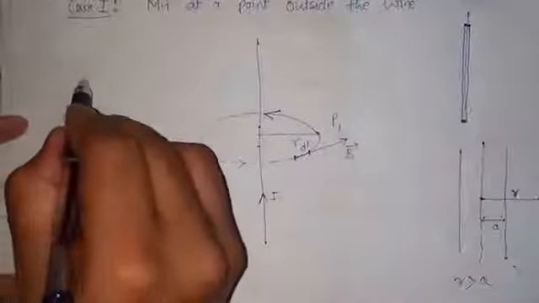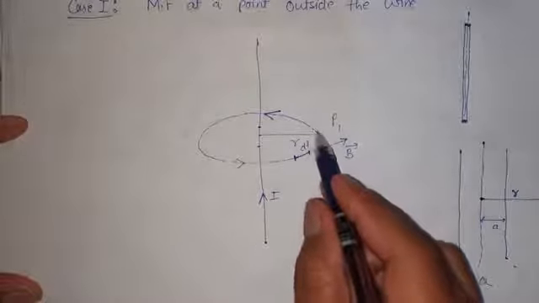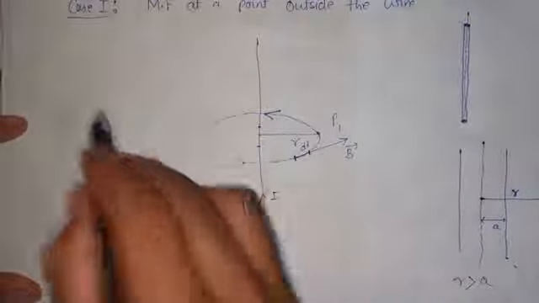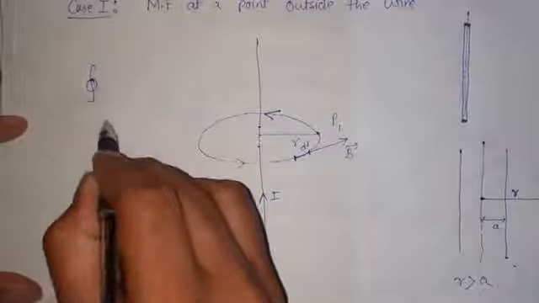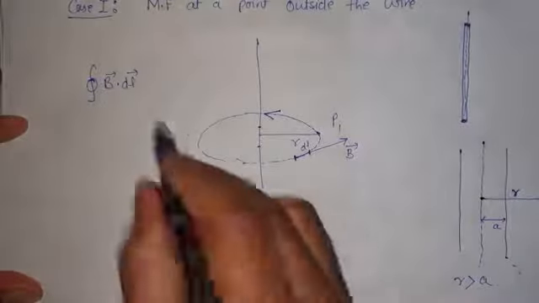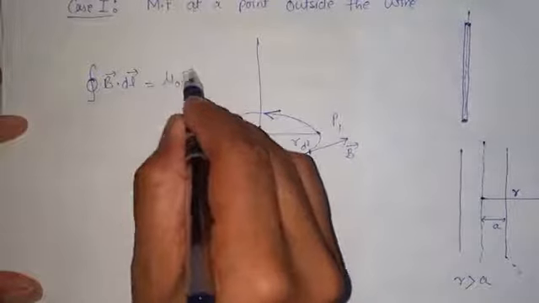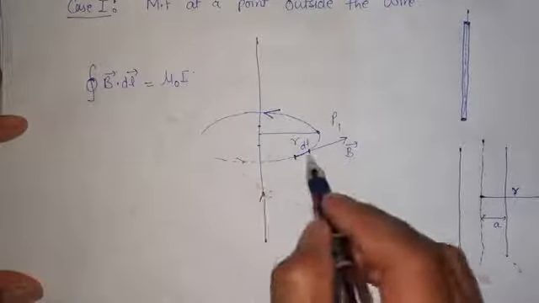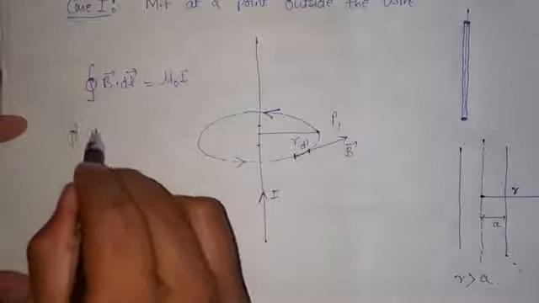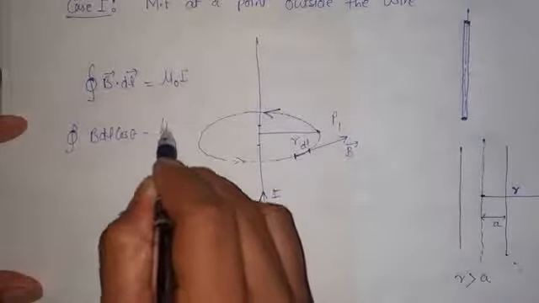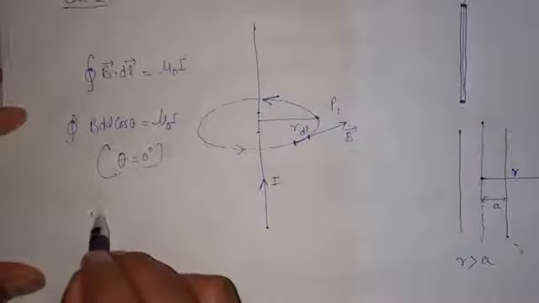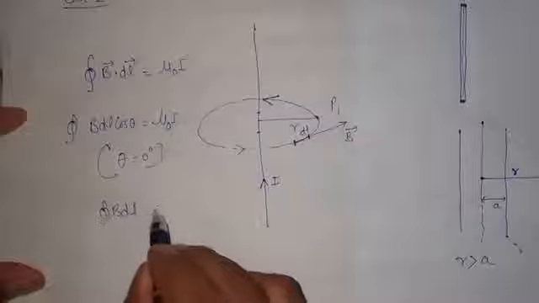Now according to Ampere's circuital law, if we add the magnetic field over these small elements on this circular path, this is the line integral of the magnetic field over the closed loop, which equals mu naught I. As this is in vector form, and the direction of the magnetic field and the direction of the length vector are the same, in scalar form it comes as B dl cos of the angle between them, equals mu naught I. Here the angle is 0 degrees because the magnetic field and elemental length are in the same direction, so it is the integral of B dl equals mu naught I.